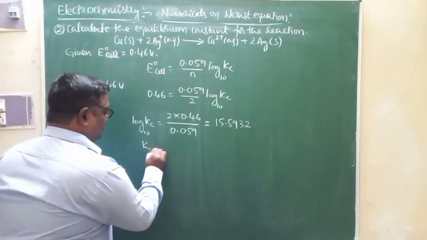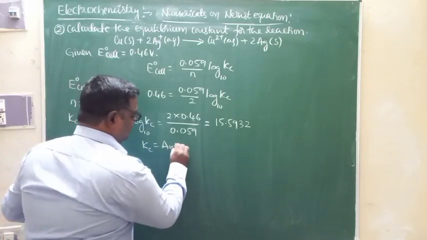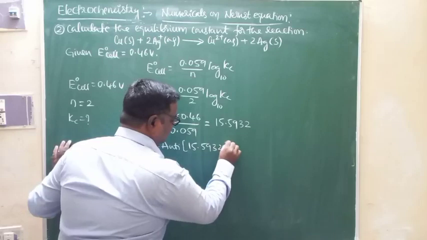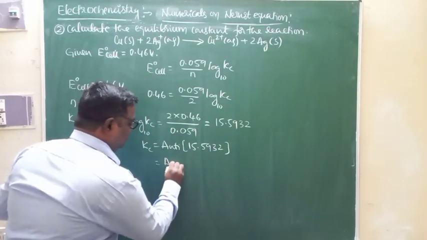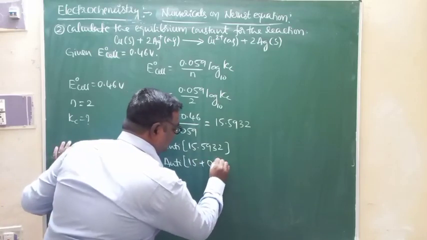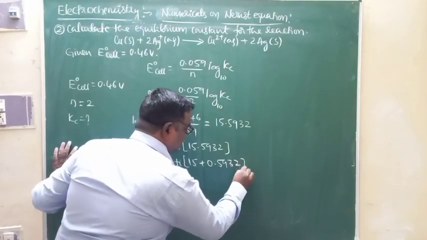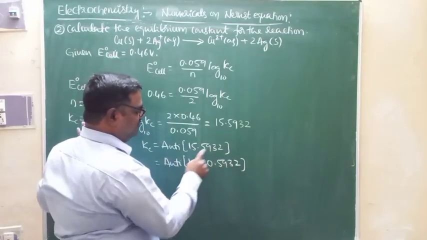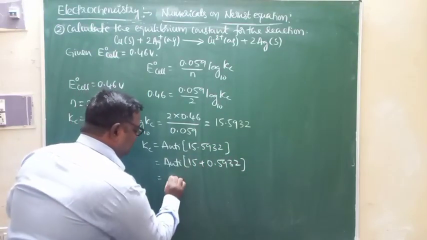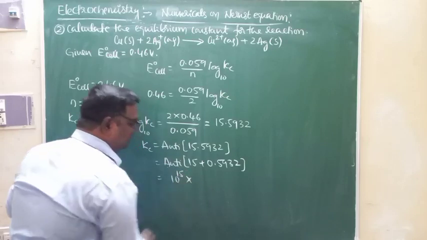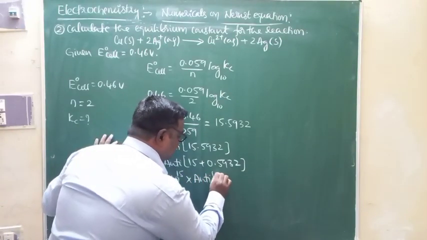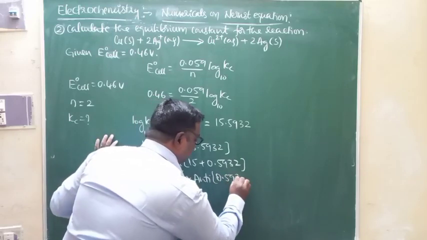Therefore Kc is equal to what? Antilog of 15.5932. This is equal to antilog of 15 plus 0.5932. We can write 15.5932 as 15 plus 0.5932. Antilog of 15 is 10 to the power of 15, into antilog of 0.5932.